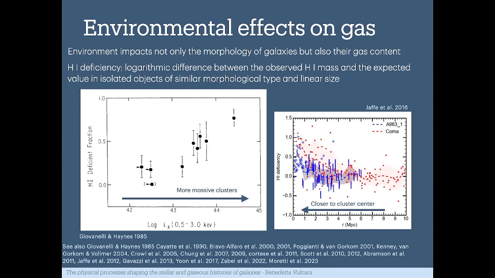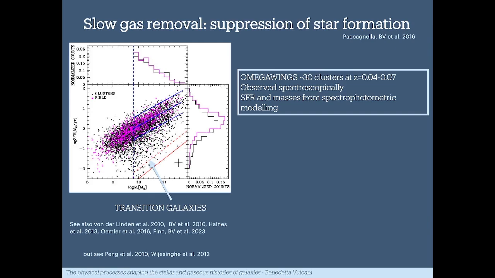So we can consider that in clusters there are two main channels through which galaxies can lose their gas. There is a slow channel, some processes that slowly remove the gas, and a fast channel, some processes that should very quickly alter the gas content. So let's see what pieces of evidence we have for the two different channels.